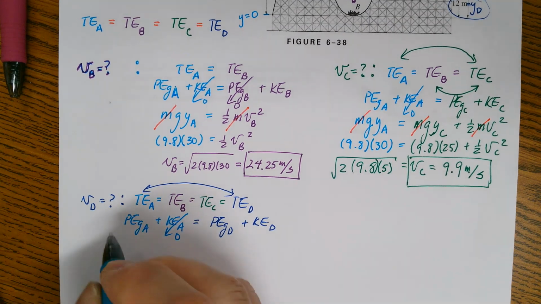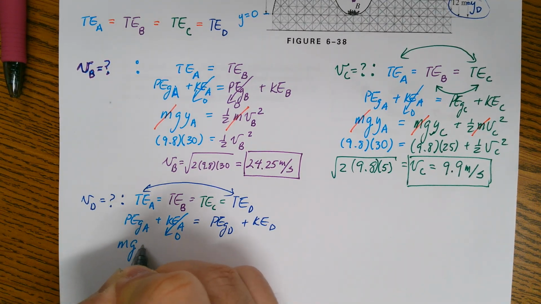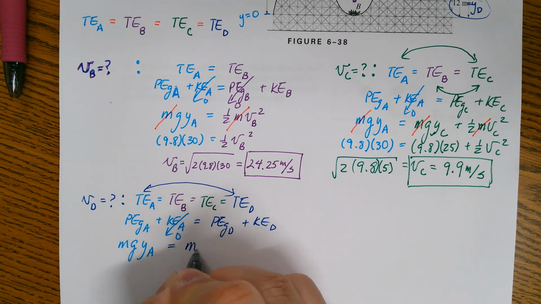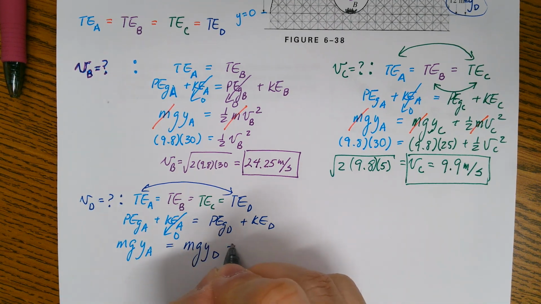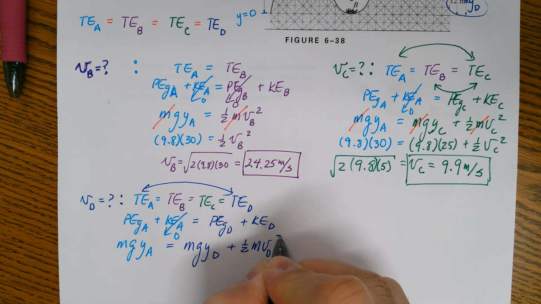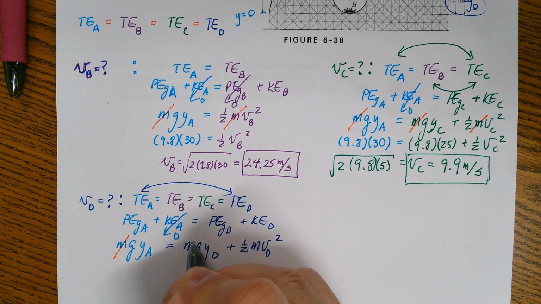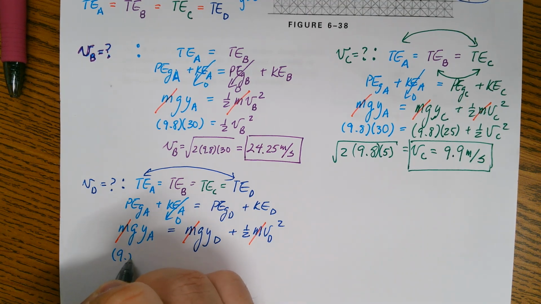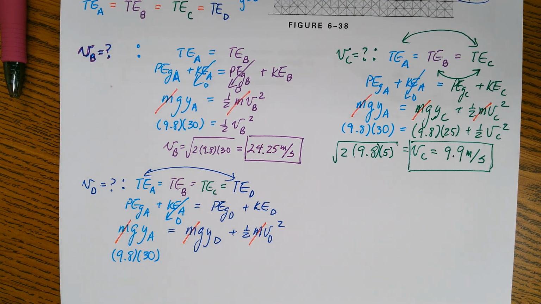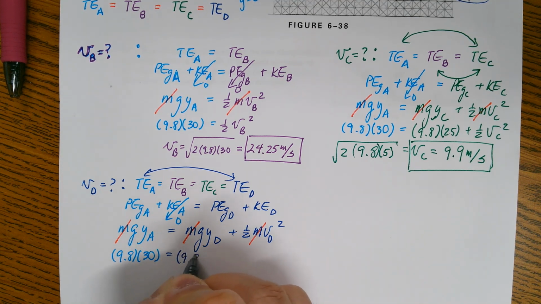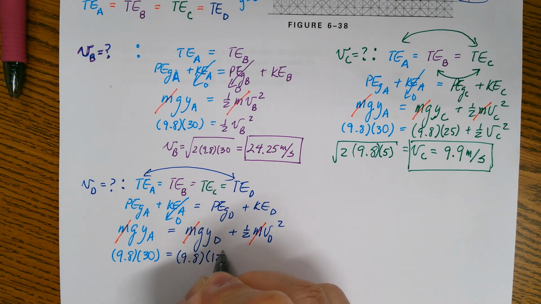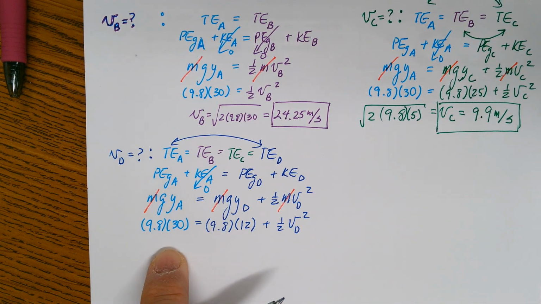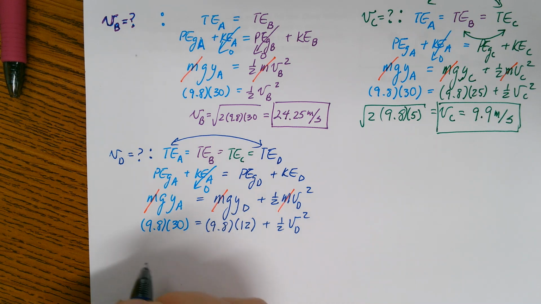Therefore, here, potential energy gravitation: mgyA is equal to mgyD plus 1/2 mvD squared. Again, my masses will cancel out, right? Giving me here 9.8 times 30 is equal to 9.8 times 12 plus 1/2 vD squared. If I bring this to the other side, I get 30 minus 12 is 18.